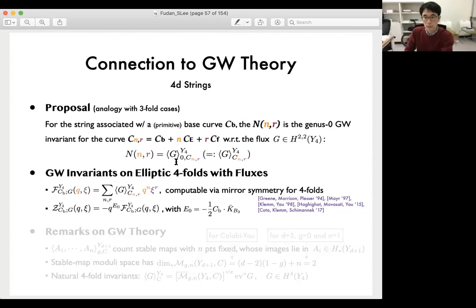Now the generating function F is defined with respect to a curve class CB, as well as to a chosen flux, four-form flux class G. Once again, this object is then computable by mirror symmetry and is identified with the elliptic genus up to the same zero point shift as in 6D.